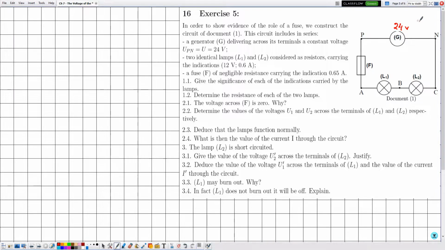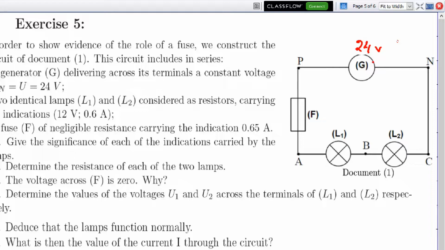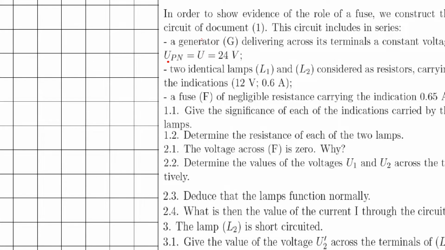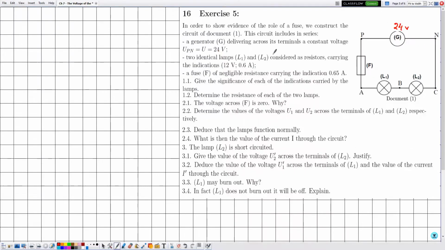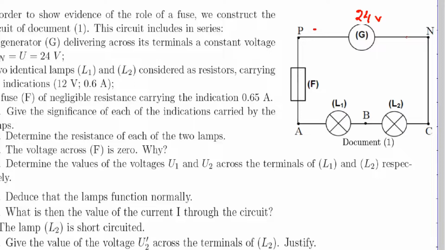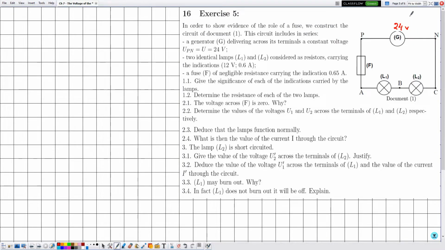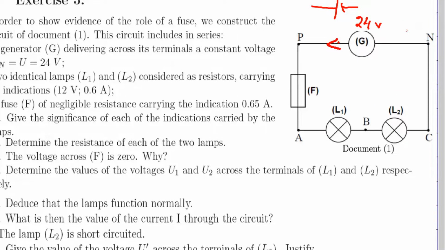Now here they didn't represent the symbol of the generator, but since they are telling us a constant voltage, it is a DC voltage, and because UPN is positive, the voltage measured from P to N, this is the positive pole and this is the negative pole, so this is similar to this symbol. In this case the current will be traversing from this pole and entering back to this pole like this.